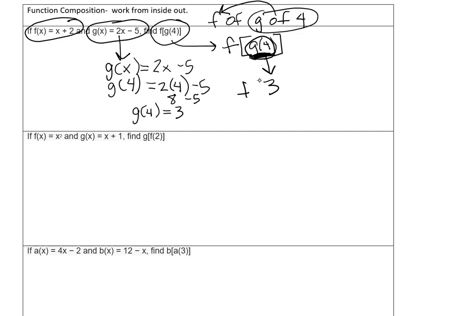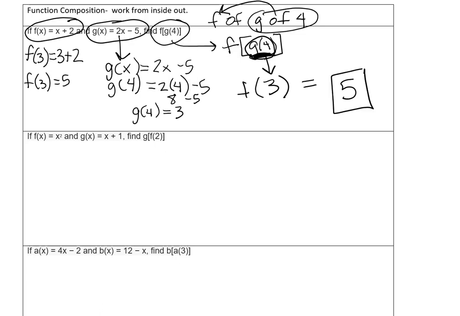And now all it reads is f of 3. And to find f of 3, you substitute 3 into the f function. So come over here where we see f of x. Instead, it's f of 3, which means we're going to put 3 everywhere we see x. So that's 3 plus 2. F of 3 is equal to 5. 3 plus 2 is 5. So now we just found our answer. F of g of 4 equals 5.